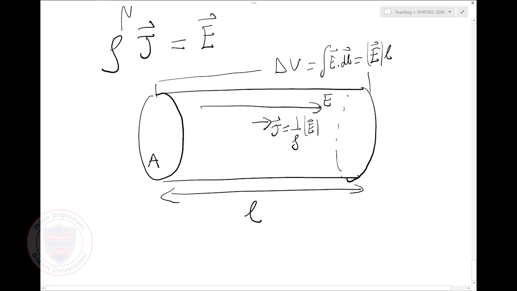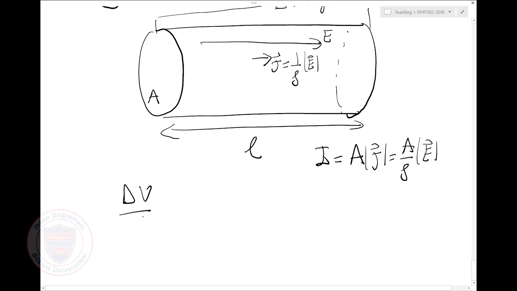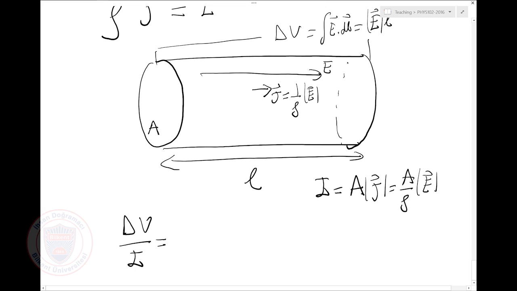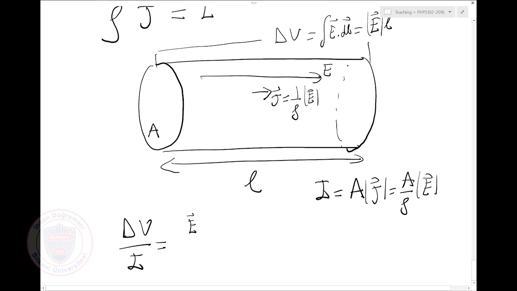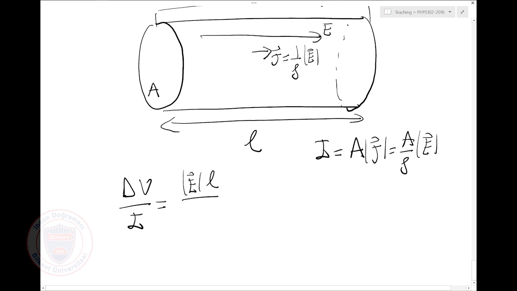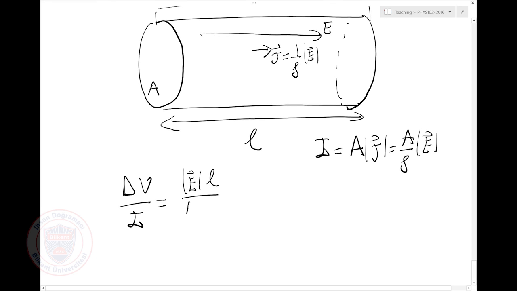So what's the total current? It must be area times current density. So it's going to be A over rho times E magnitude. Then what's delta V over I? E magnitude times L divided by A over rho times E magnitude, or rho L over A, and that's going to be my resistance.